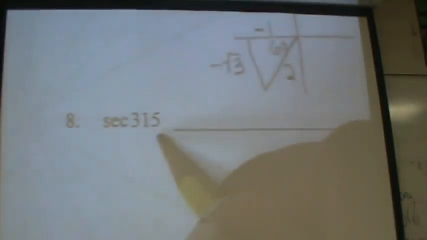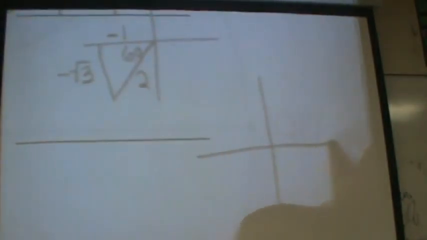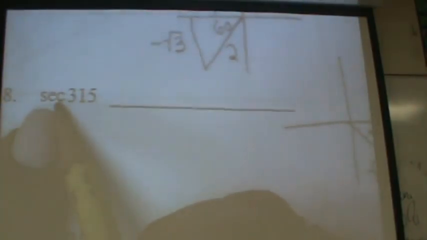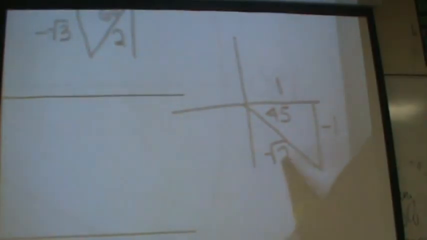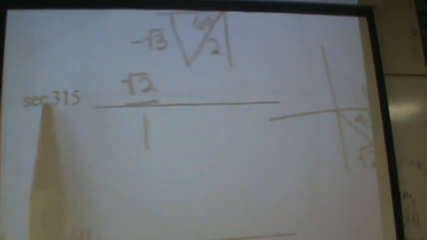Number 8. Where's 315 degrees? It's a 45 in quadrant 4. This is a 45er. It's 1, negative 1, root 2. I'm looking for the cosecant one. It's the hypotenuse over the opposite, so it's root 2 over negative 1.